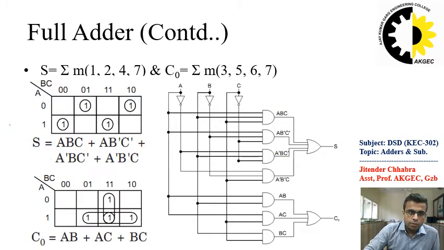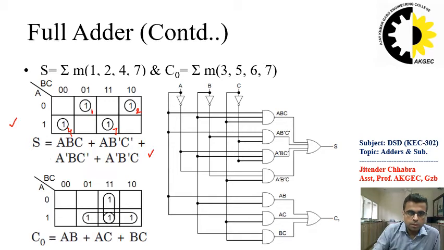This is the K-map for sum. We have fed the minterms. Here it is 1, this is for 2, this is for 4, and this is for 7. So when these entries are made into a K-map, we can see that there is no grouping possible. So we have prepared 4 singles. When these singles are converted into expressions, we have this expression for sum.